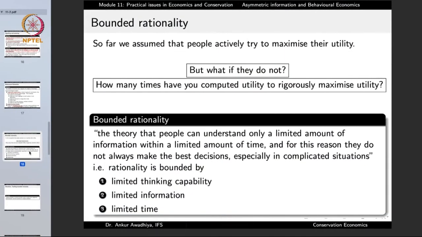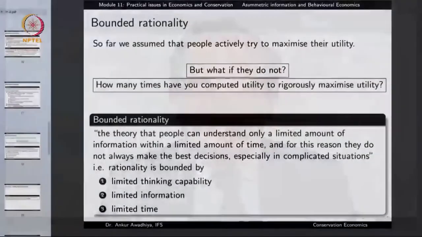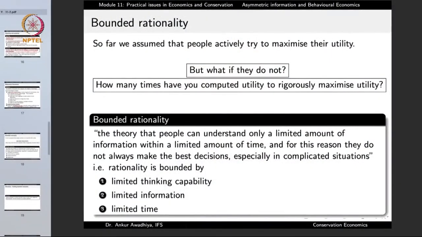And rationality is bounded. Which means that even when people are doing all sorts of computations and trying to get all sorts of information, there is a limit to rationality. Even when people are trying to do everything to get to a rational decision, they might not be able to. For example, how many times have you computed utility to rigorously maximize utility? Well, hardly anybody does such a computation. Now, bounded rationality is the theory that people can understand only a limited amount of information within a limited amount of time. And for this reason, they do not always make the best choices, especially in complicated situations. That is, rationality is bounded by limited thinking capability.